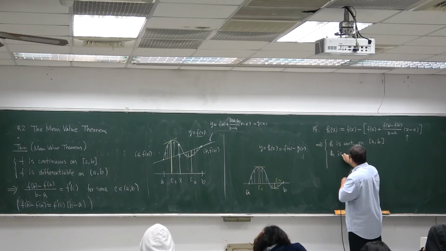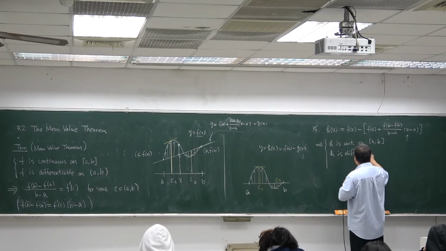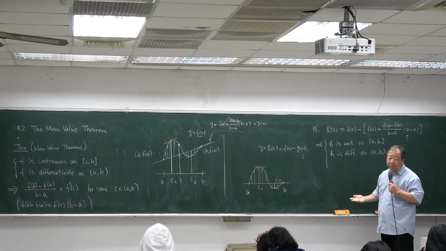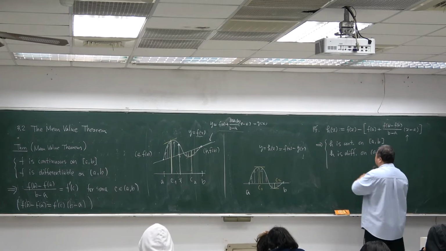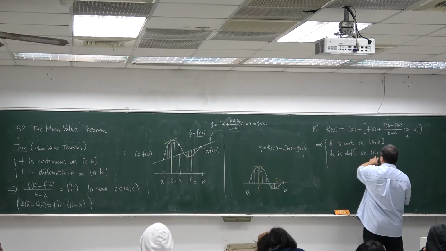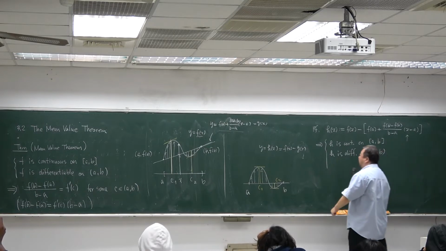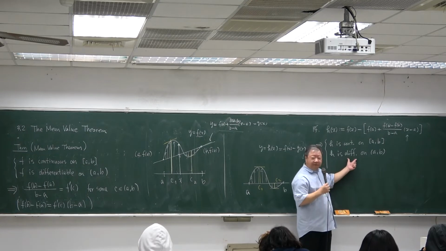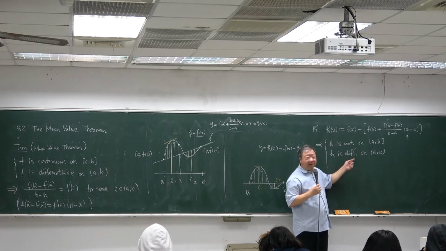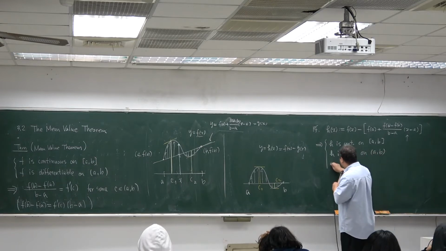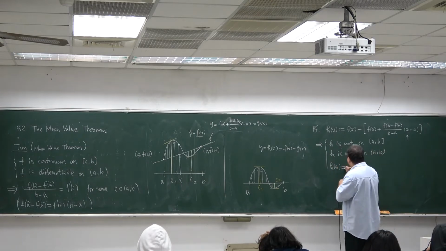By the differentiation formula or property, this one is differentiable on this open interval. And this function is a linear function, differentiable everywhere. Of course, this condition is satisfied. Okay? Finally, h of a.